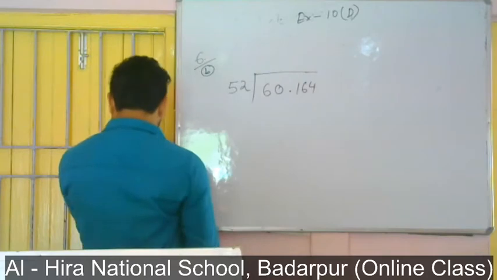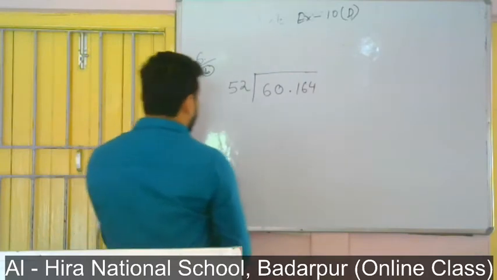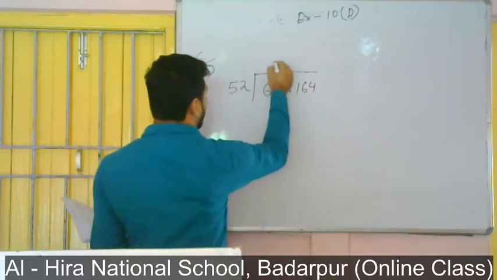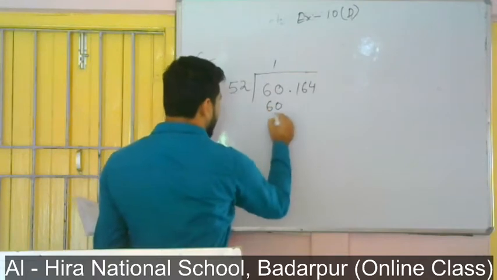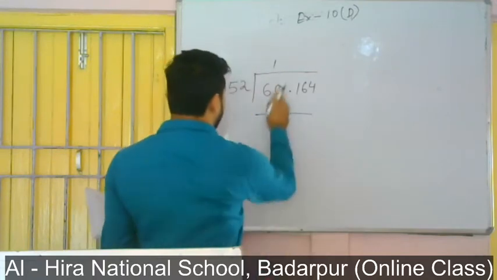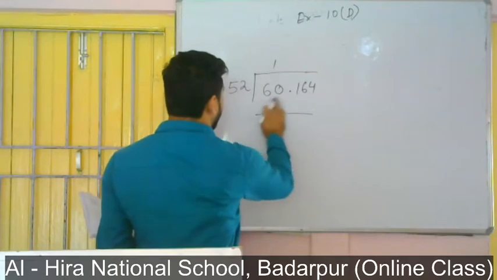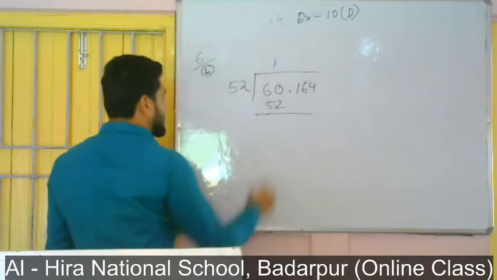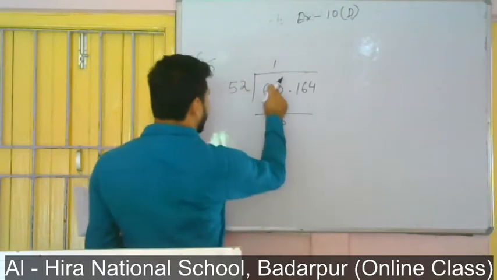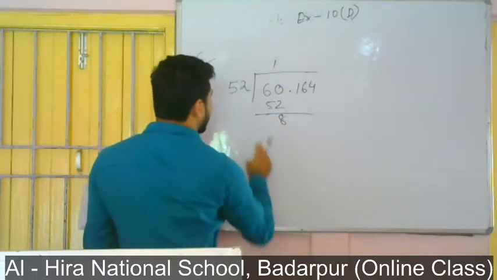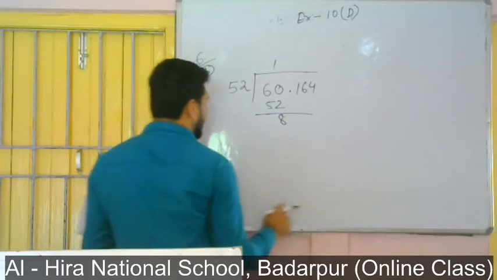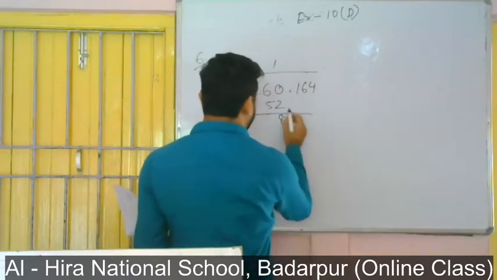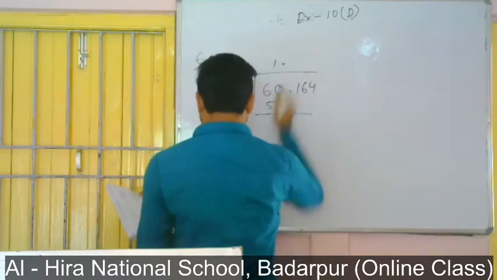Okay. So if you divide 60, then it will come one time. 60 ones are 60. Okay. Sorry, 52 ones are 52. Okay. Now if I subtract, then I will get what? 8. Here remain 10. 10 minus 2, 8. Here remain 5. 5 minus 5, 0. So after that we are getting point, so we will put point. Okay.